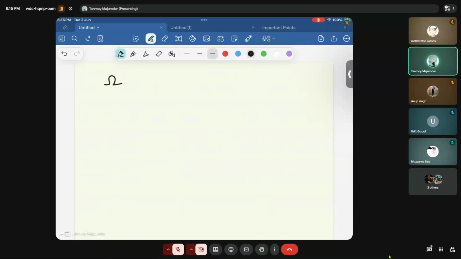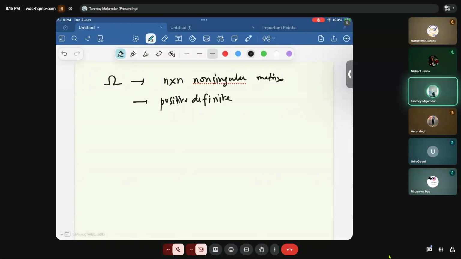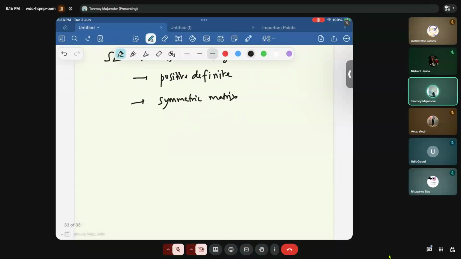Omega has some properties. First, omega is an n cross n non-singular matrix. Next, it should be positive definite, because if it becomes positive semi-definite, a diagonal element becomes 0. Next, it is a symmetric matrix. Of course it is symmetric because all the off-diagonal elements are equal to 0; if covariance exists, it would not be symmetric. Now there are some situations. Situation number 1.